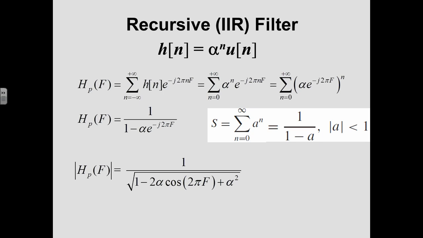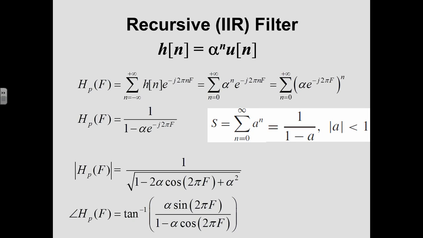And we've already derived the magnitude and phase for this one. And we have the magnitude function and the phase function. Again, you should correct this and have a minus sign in front of that inverse tangent.